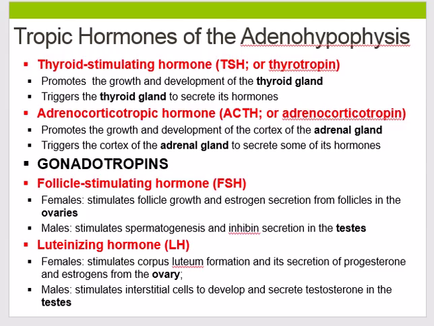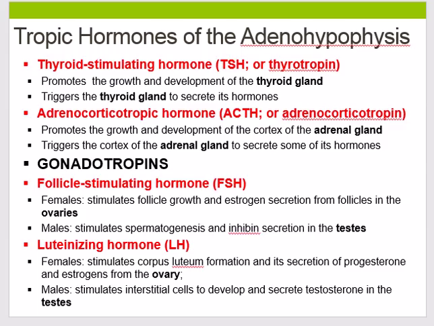Adrenocorticotropic hormone promotes the growth and development of the adrenal gland. So whenever you're reading names of hormones, oftentimes it gives us an idea of what it's going to do. So it promotes growth and development of the adrenal gland, mainly the cortex, and as we'll see later, this is the outer region. ACTH will also then trigger the cortex of the adrenal gland to then secrete some of its hormones. That's its tropic function, right?